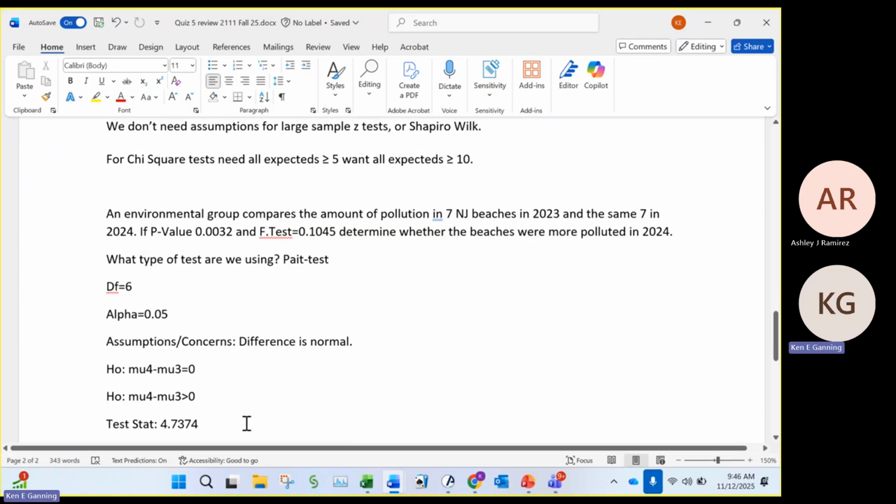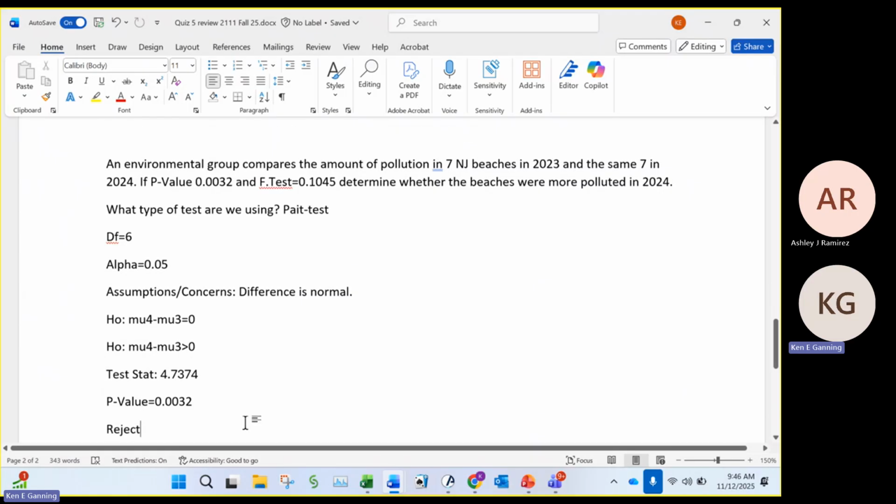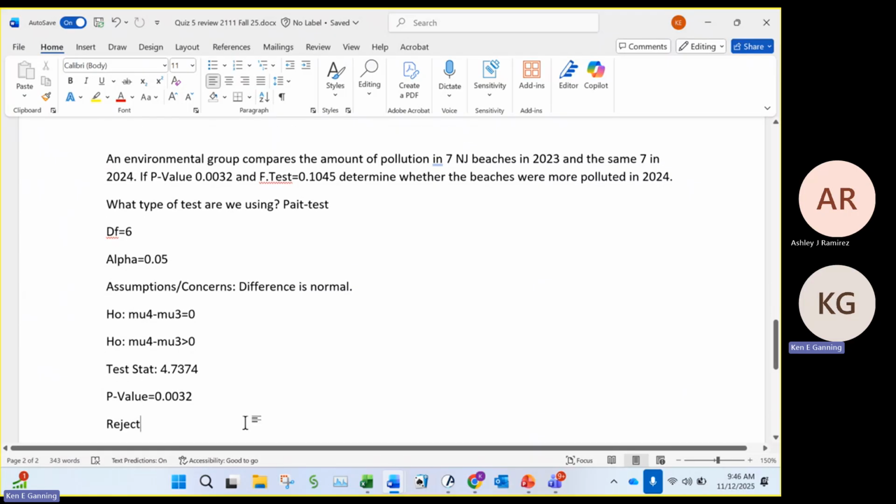And again, assume I'll give you the test stat. I'll give you the p-value. We would reject here, correct? Why are we rejecting?